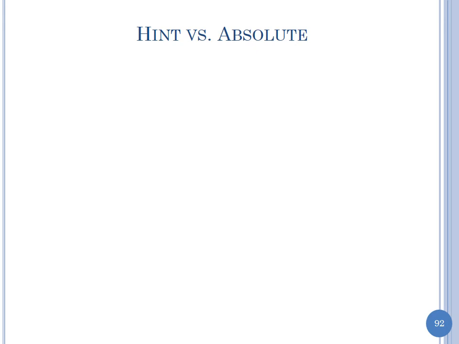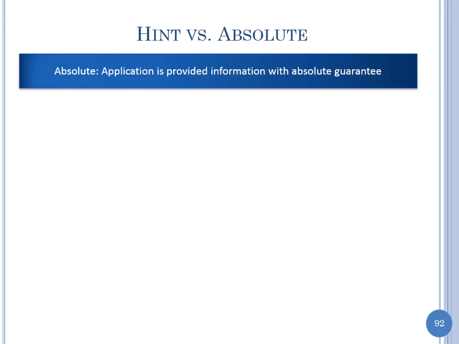So hint versus absolute. Absolute applications provided information with absolute guarantee. Okay. So the hint versus absolute discussion goes beyond monitors. This happens in real life, and this happens in other situations too. Okay. That when you go and say something, it's most probably going to be true, or it is definitely going to be true. Okay, so any of these machine learning algorithms today, they're all probabilistic. Okay, with a high accuracy, with a high guarantee, the information will be true, but it may not be true.